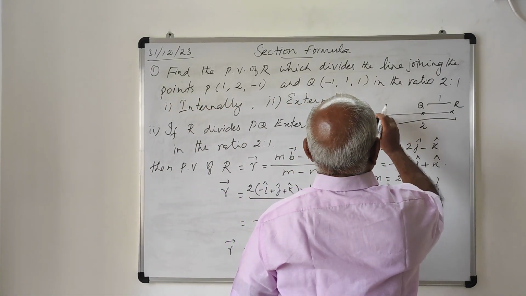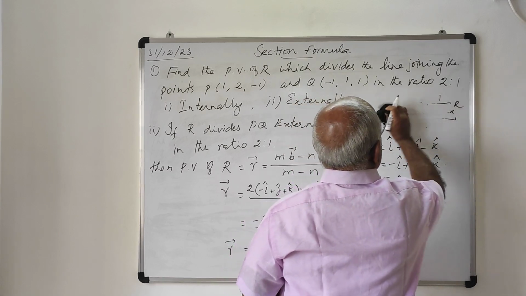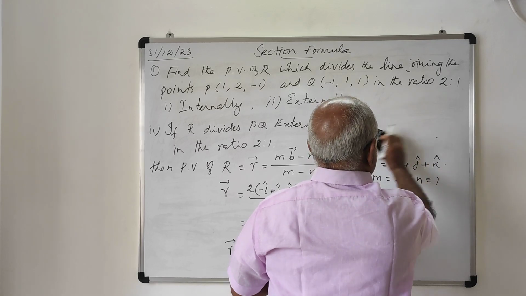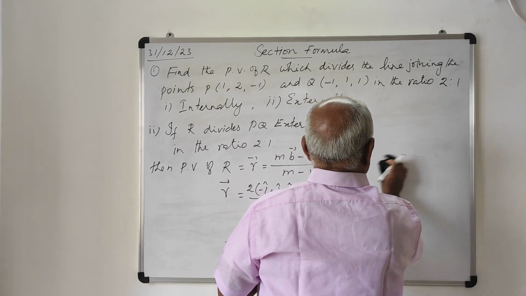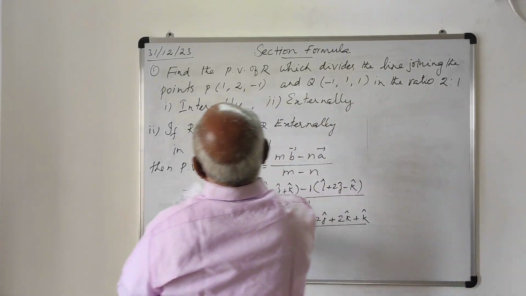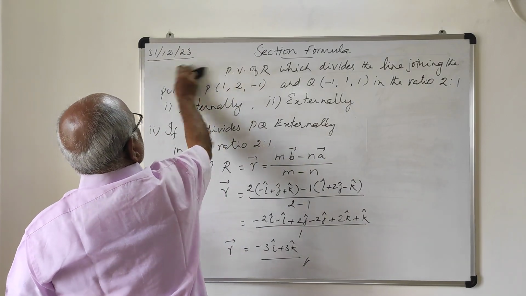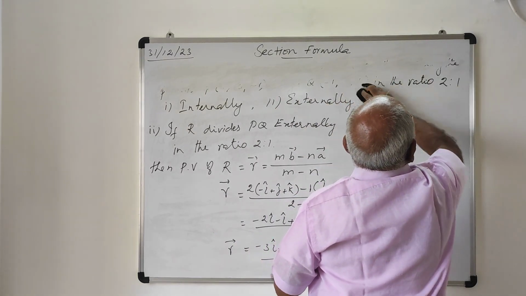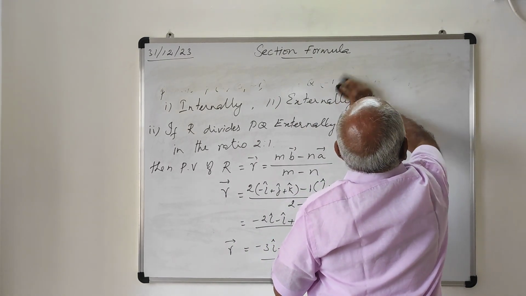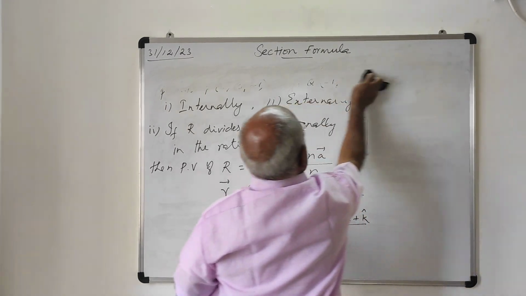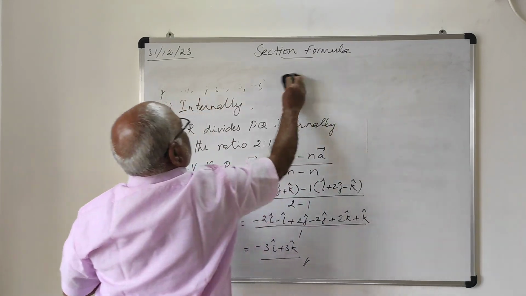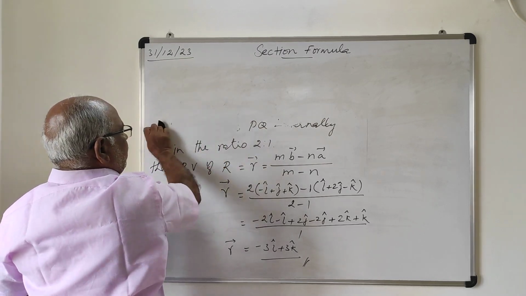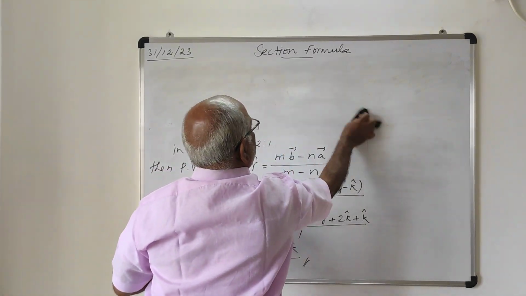Next, if the point R divides PQ equally, or otherwise it is a midpoint, what is the case? That is our condition, a note for the second formula. If the point R divides the line PQ equally, or R is the midpoint of the line PQ, what would be the position vector of the point R? We will see.